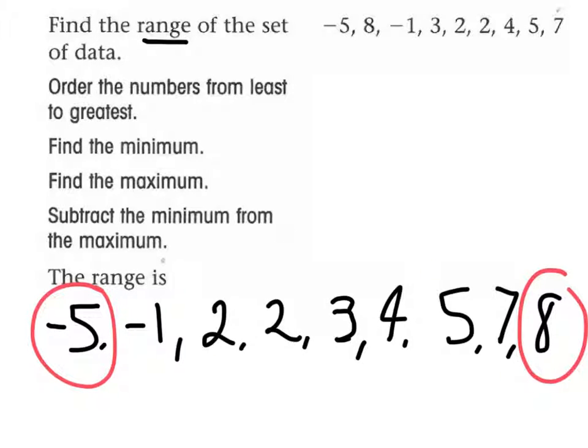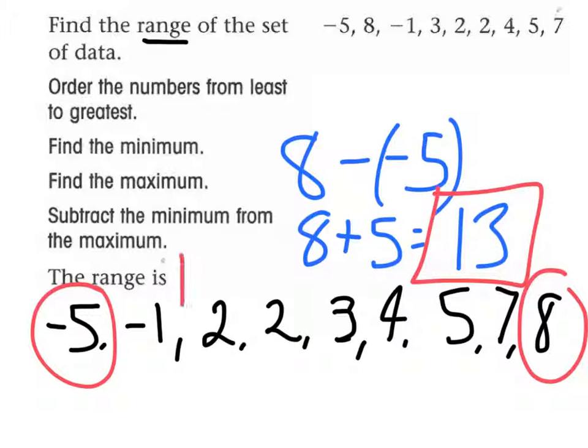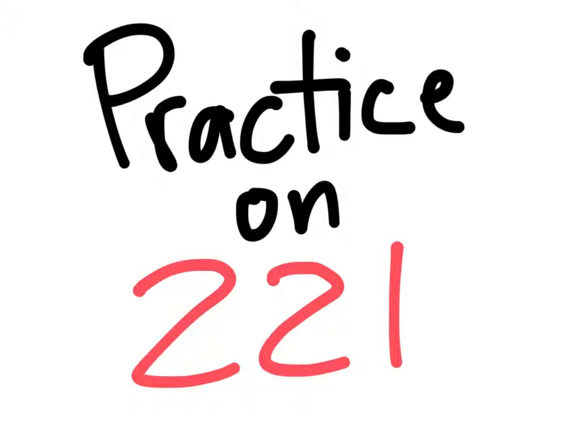So let's write 8. 8 is the maximum, minus negative 5. So it's going to be like 8 plus 5, and 8 plus 5 is 13. 13 is our range. We just found out the answer. The range is 13. Let's practice finding minimum, maximum, and range on page 221.